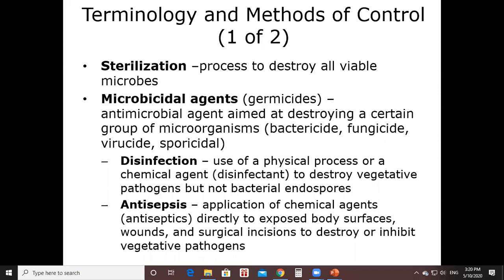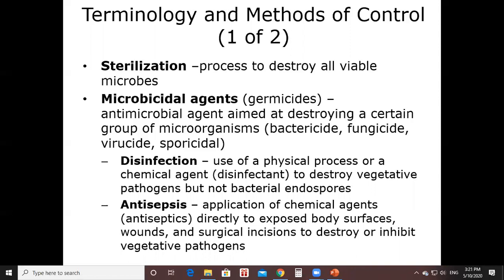So sterilization is the process to destroy all viable microbes. Then the microbial agents are the germicides. You have an antimicrobial agent aimed at destroying a certain group of microorganisms, like bactericide, fungicide, virucide, sporocidal. So if you see the suffix cide, it's talking about killing it. With disinfection, you have the use of a physical process or a chemical agent, a disinfectant, to destroy vegetative pathogens, but not the bacterial endospores. That's disinfection.